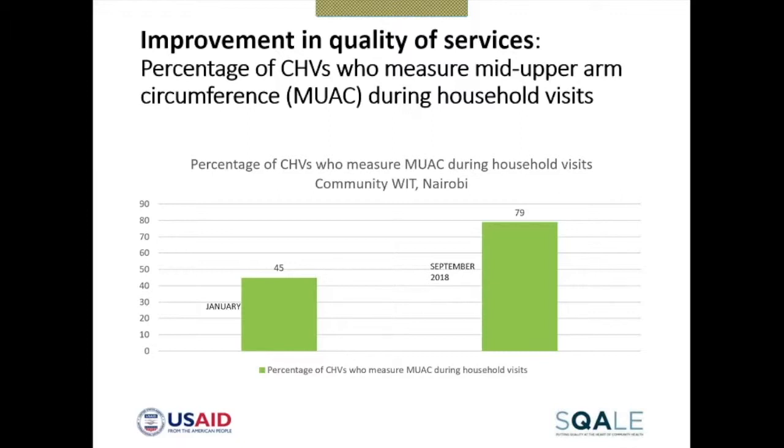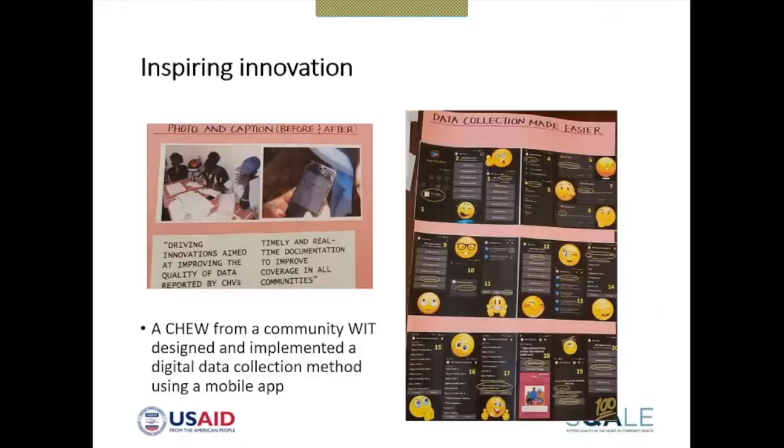Did they actually check the mid-upper arm circumference as they were supposed to? Did they ask about the mother-child booklet, or give you information as required, and were you satisfied with the visit? So this is just one example of the results that we saw, where at the baseline of the intervention, it was at 45% MUAC uptake, and later, towards the end, it was 79% uptake.